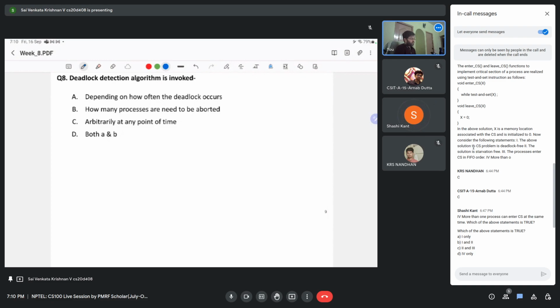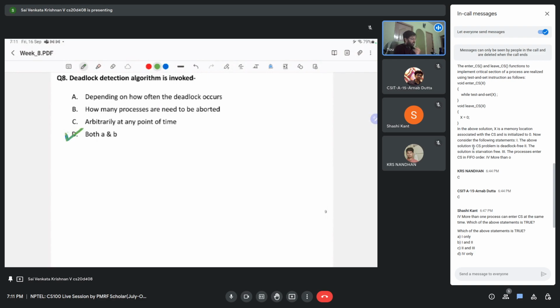D. Option D. Yeah, okay, so Shashikant mentions option B. Any other guesses? D. Okay, Shashikant again mentions D. I said D, I mean, it's not B, it's D. Okay. So option D is actually the correct answer.